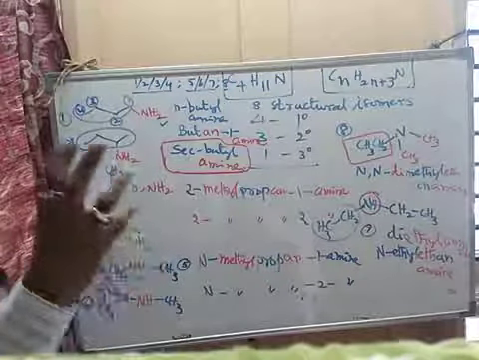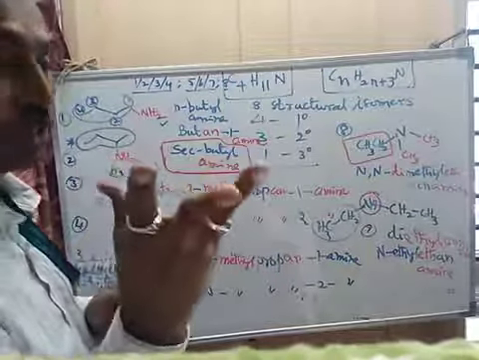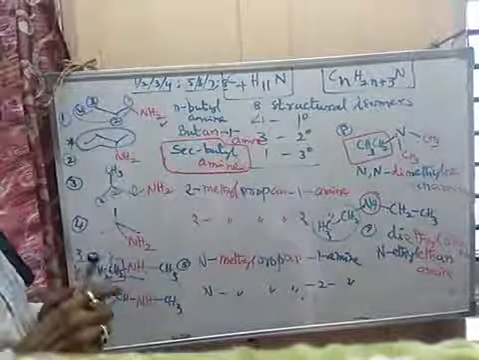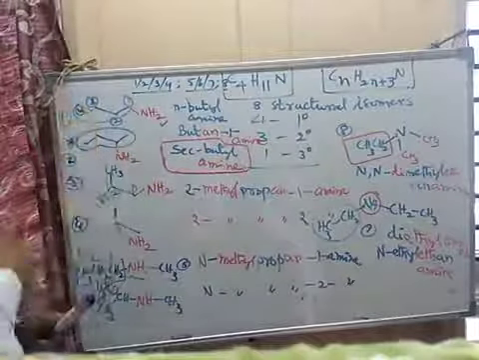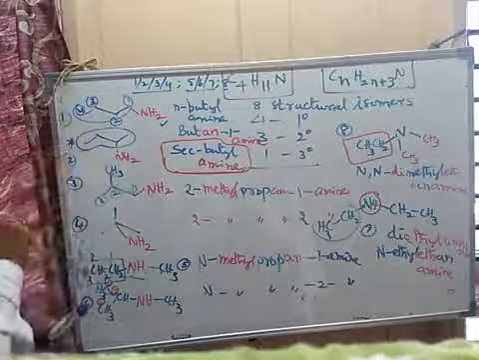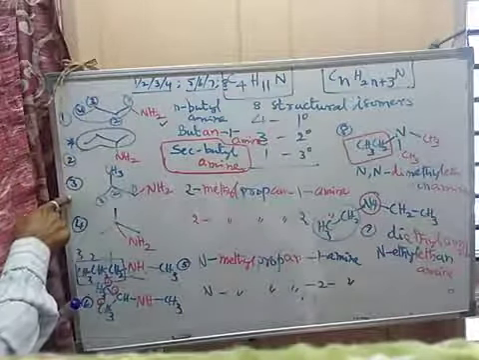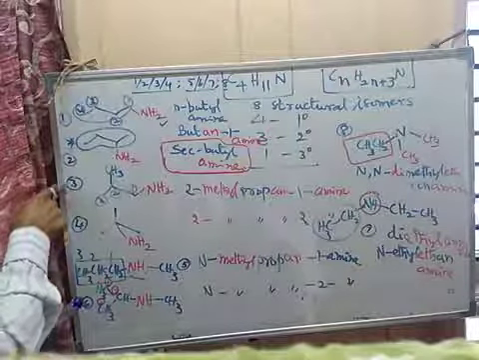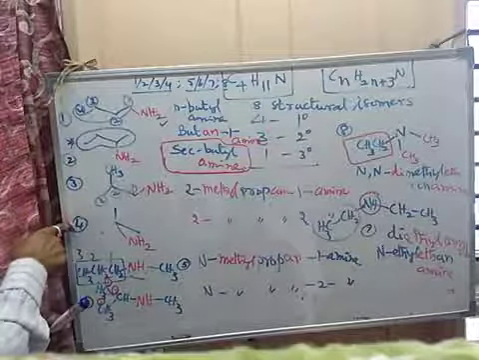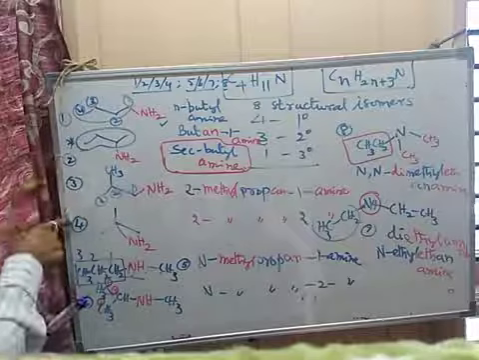Metamerism is over. How many types of structural isomerism are possible with C4H11N? Chain isomerism, position isomerism, and chain isomerism between 1 and 3, or 2 and 4.